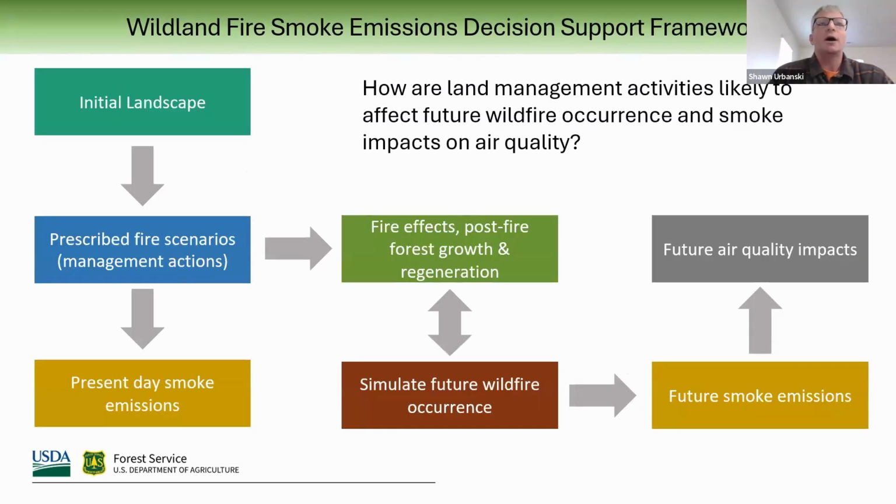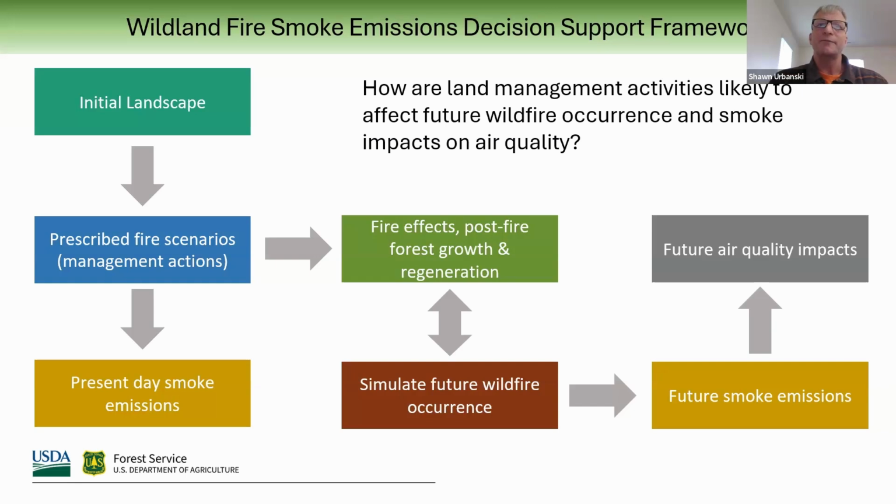Okay, so this is just a little flow chart, an overall layout of the framework we're building together. Again, the main question is, how are land management activities likely to affect future wildfire occurrence and the associated smoke emissions and impacts on air quality? So we start off in the upper left-hand side there with the landscape for which different management actions are being considered, some or all of which may include prescribed fire. Prescribed fire produces smoke, which potentially has air quality impacts, usually in the communities near the fires.